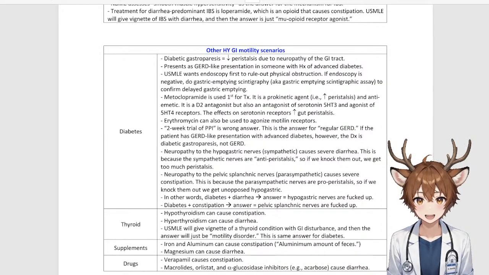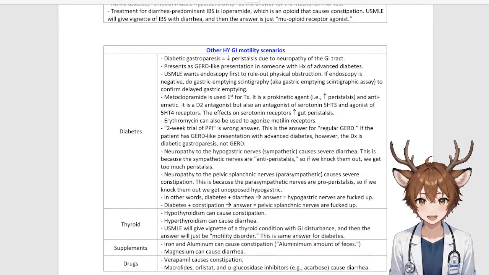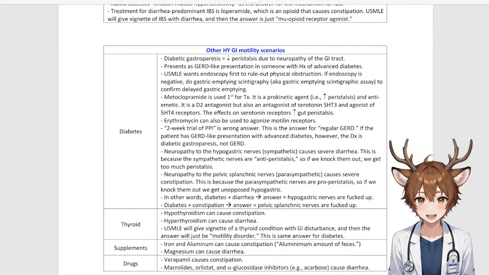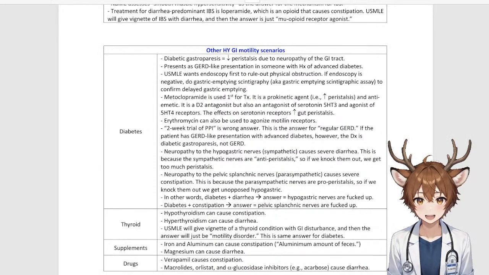So for diabetes, if you have diarrhea on top of that, it means you have a hypogastric nerve problem. If you have diabetes but you also have constipation on top of that, it means you have a pelvic splanchnic nerve problem.